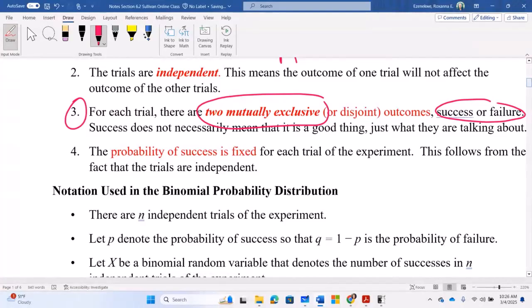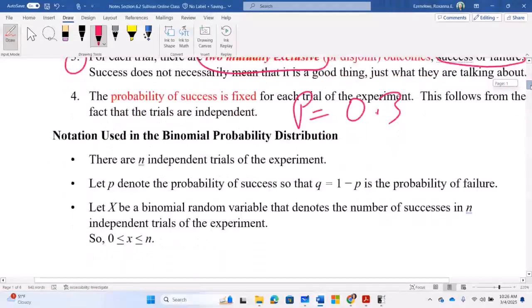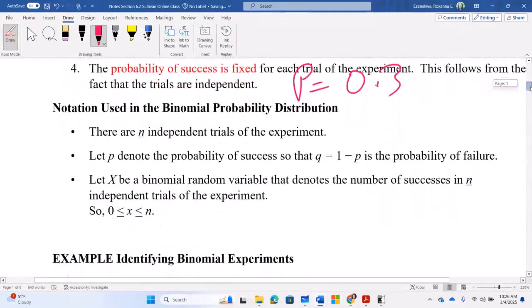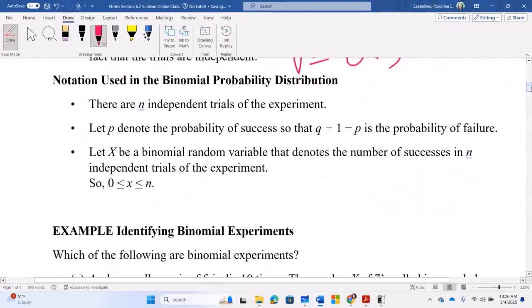Number 4, the probability of success is fixed. It will be given to you. For example, you can be given that the probability of success is 0.3. It is fixed. It cannot change in any particular probability. This follows from the fact that trials are independent. Since trials are independent, success cannot be changing from one outcome to the other in one experiment.